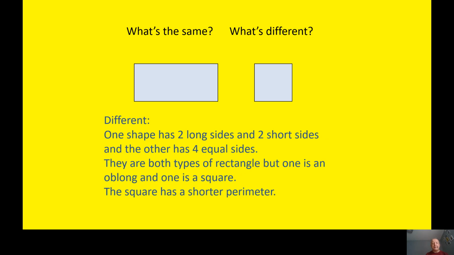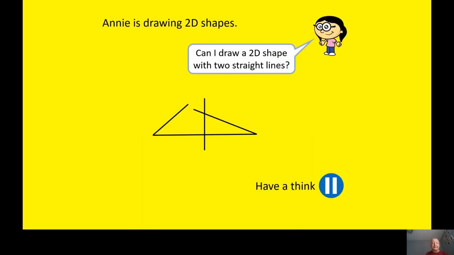What's different? Okay, well, one shape has 2 long sides and 2 short sides. The other one doesn't. And the other shape has 4 equal sides. They are both types of rectangle, but one is an oblong and one is a square. The square has a shorter perimeter. Remember, perimeter is the distance all the way round a shape.